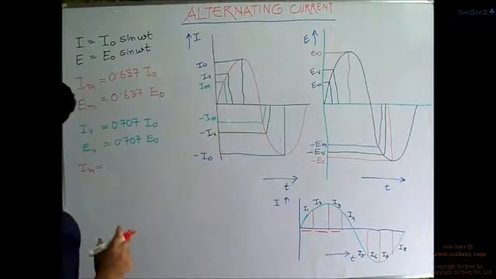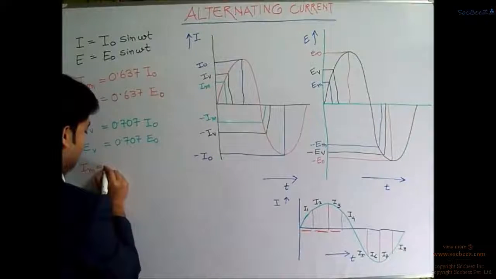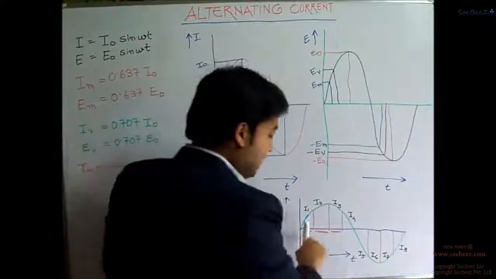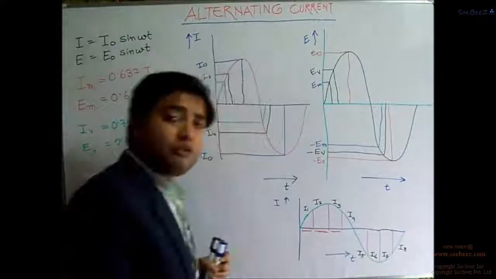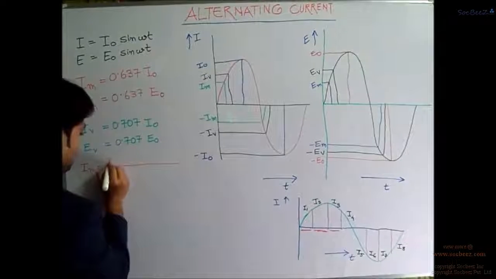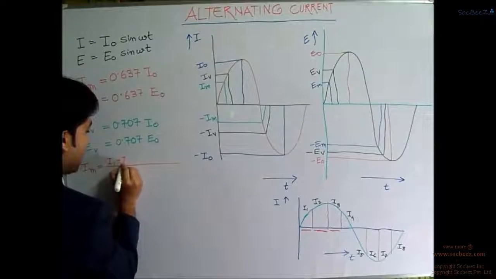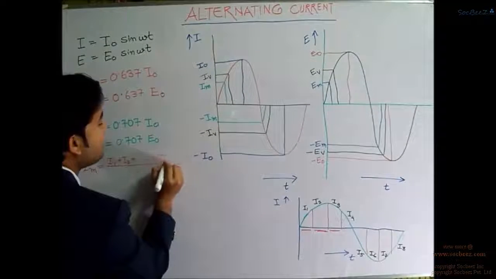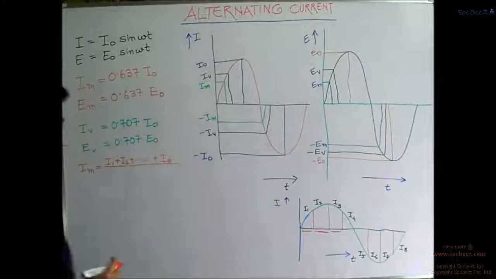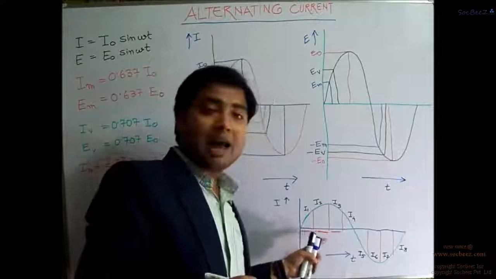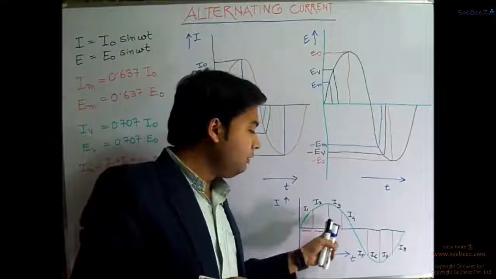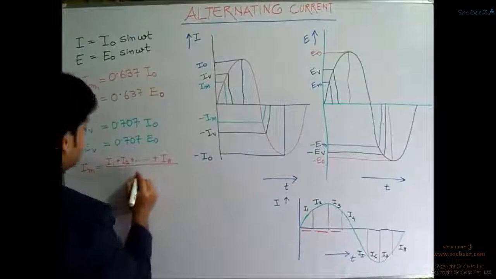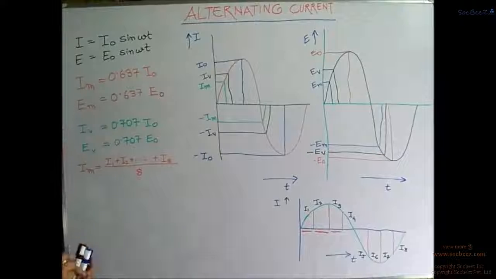So watch and observe carefully. This mean value will just be equal to the summation of all these currents that we have taken. So this will be I1 plus I2 plus I3 plus I4, likewise up to I8, and this will be divided by 8. 1, 2, 3, 4, 5, 6, 7, 8, 8 intervals, right? So this will be divided by 8, right?